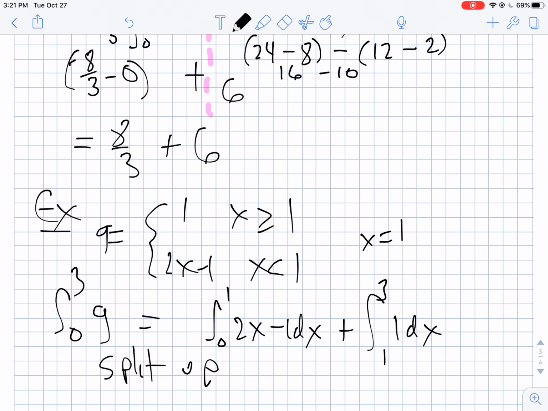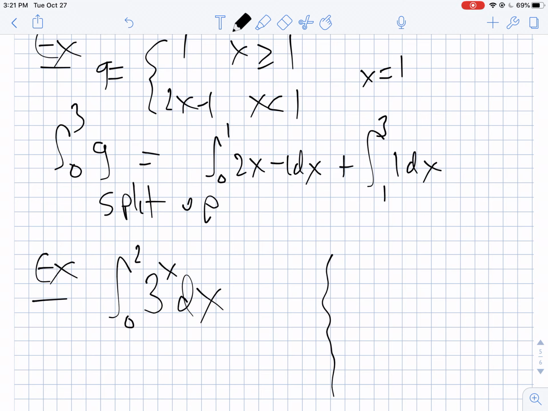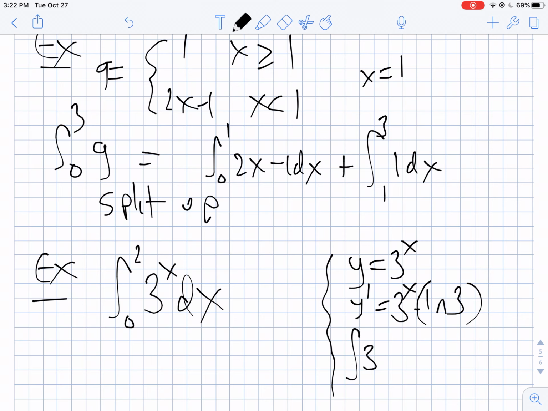Okay, just one more definite integral I wanted you to take a look at today. Suppose we have the integral from 0 to 2 of 3 to the x dx. I know it's been a little while since you've done that, so just a brief refresher on how to do these. If you have a function, say 3 to the x, the derivative of that function was 3 to the x times the natural log of 3, which is a constant. So what that meant is that if you were going in the other direction, if you were to integrate 3 to the x, instead of multiplying by that constant ln 3, you divide by the constant.